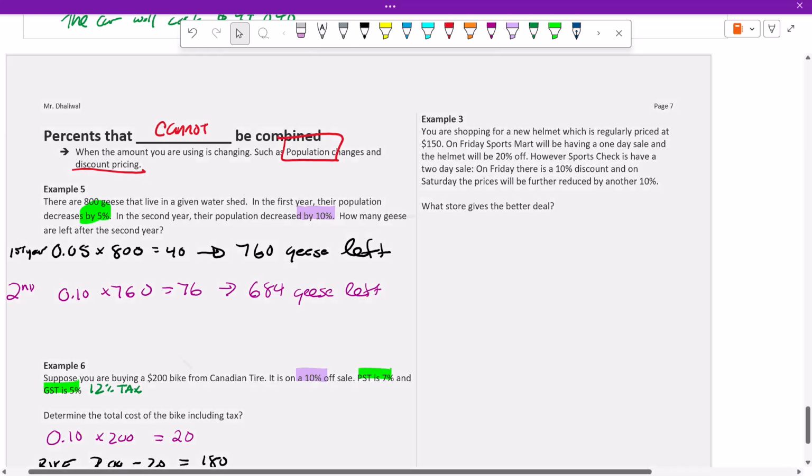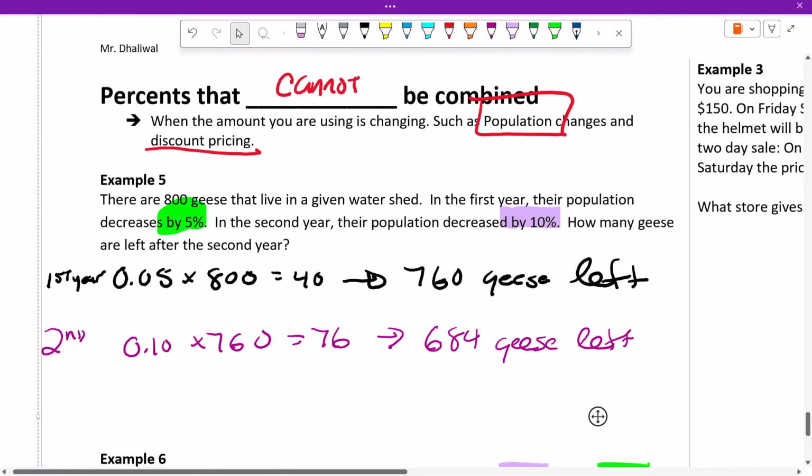So now, we got really good at doing those tax questions when you're buying stuff, and you got good at doing shortcuts. You can add those percentages together, right? But I also said there are some situations where you can't always add percentages. Like for example, we did this question with the population of the geese. It went down by 5% the first year, and it went down by 10% the second year. And so you had to do the calculation one step at a time.